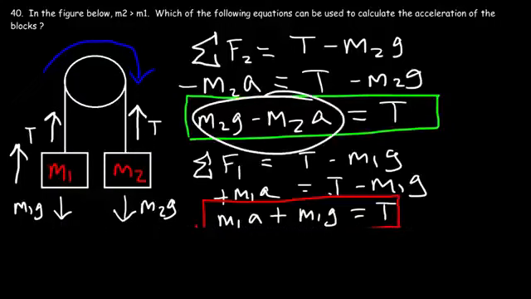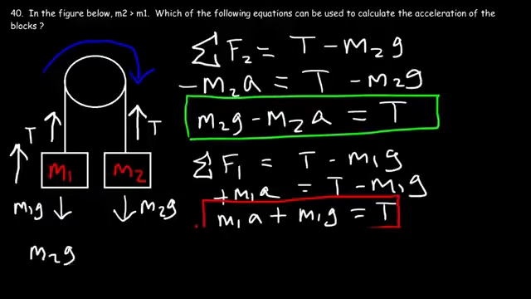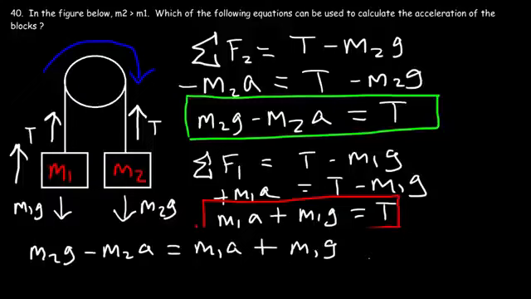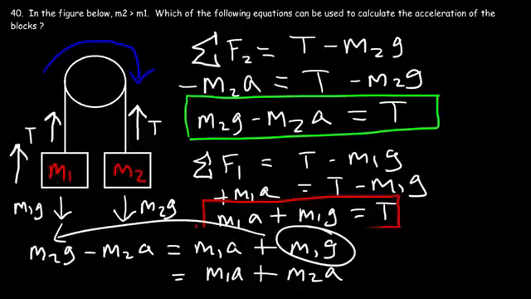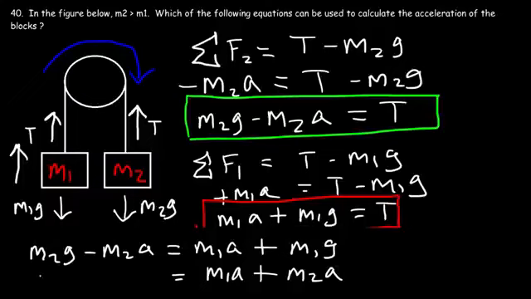Since these two expressions equal T, we could set them equal to each other. So m2g minus m2a is equal to m1a plus m1g. Now every term that has an acceleration, let's move it to the right. Every other term, let's move it to the left. So I'm going to take this term, move it to the right. And so on the right side, it's going to be positive m2a. So I have m1a plus m2a. And this term doesn't have an acceleration, so I'm going to move it to this side, where it's going to become negative. So on the left, I have m2g minus m1g.